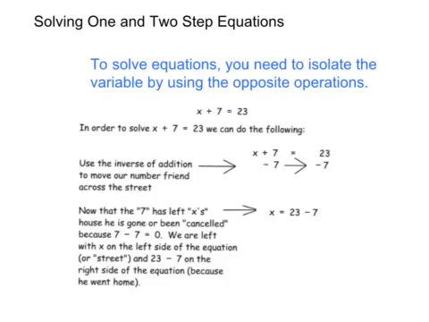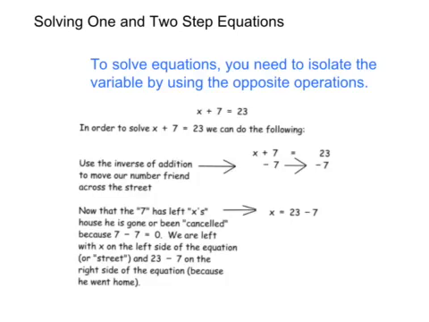So to solve equations, you need to isolate the variable by using the opposite operation. What that means, when it says isolate the variable, it means I want to get the variable or the letter all by itself on one side of the equal sign. I want to get everything that's with it away from it. And the way we get everything away is by doing the opposite operation. So if the problem is adding, we subtract. If the problem is dividing, we multiply. So we do the opposite operation.